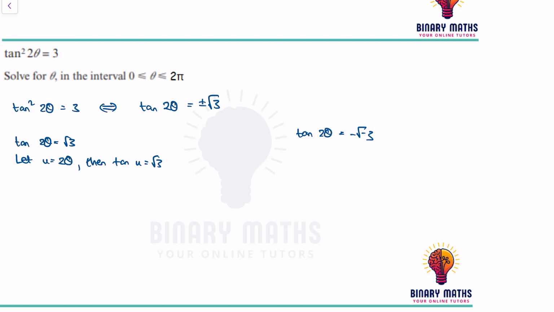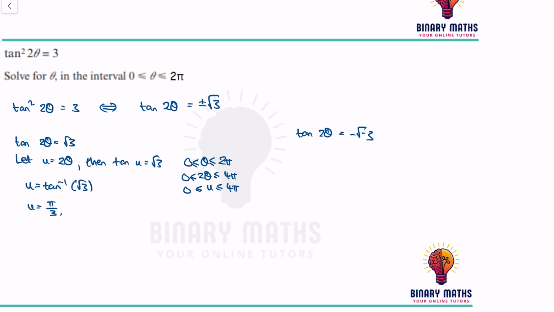Okay, and because theta goes from 0 to 2 pi, then 2 theta will go from 0 to 4 pi. So u must run from 0 to 4 pi. Okay, u is equal to inverse tan of root 3. Put that into your calculator, you get u is equal to pi over 3.